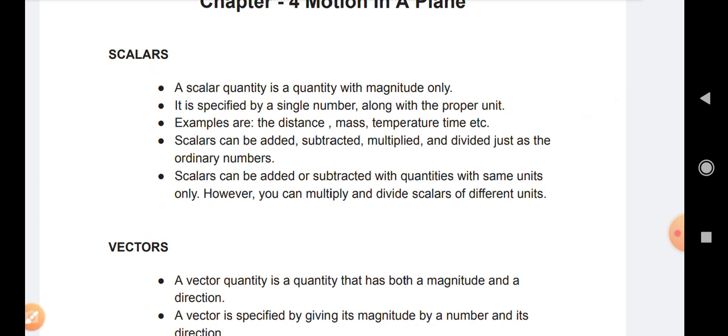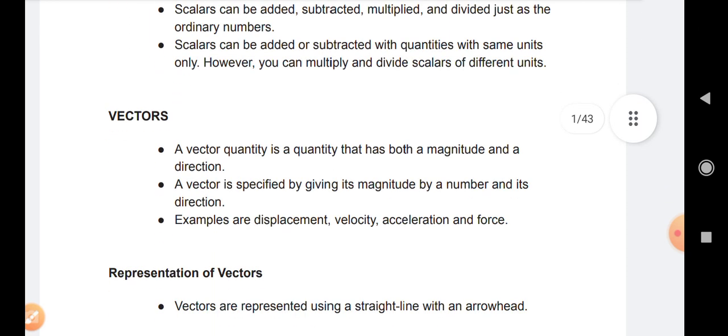Scalars. A scalar quantity is a quantity with magnitude only, with no direction. It is specified by a single number along with the proper unit. Examples are distance, mass, temperature, time, etc. Scalars can be added, subtracted, multiplied, and divided just as ordinary numbers. They can be added or subtracted with quantities of the same units only. However, you can multiply and divide scalars of different units.